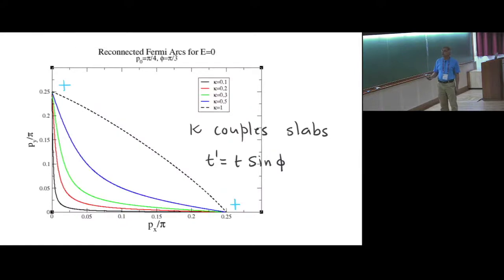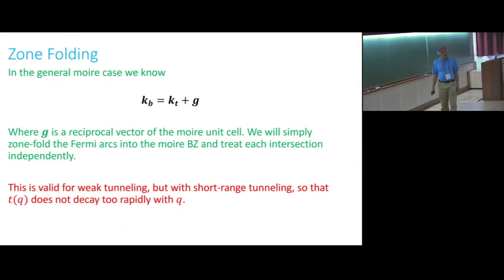Okay? All right. So what we're going to do in general now, in some kind of continuum formulation, is to take the original surface Brillouin zone and just zone fold it, because we know that this relation holds always. So we just zone fold both the Fermi arcs into this tiny moiré Brillouin zone. And then wherever they intersect in this tiny moiré Brillouin zone, you're going to replace crossings by avoided crossings. Okay, so it's going to be as simple as that.